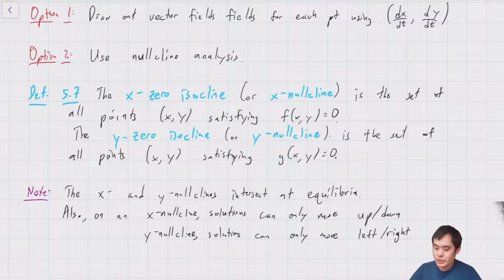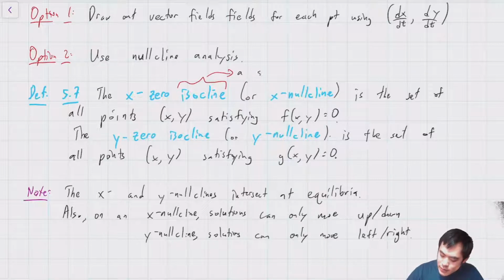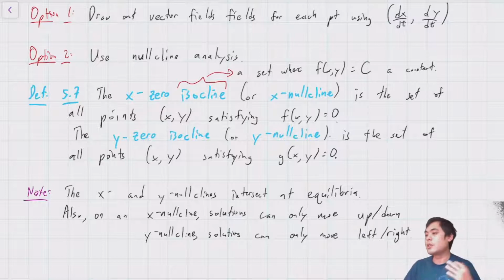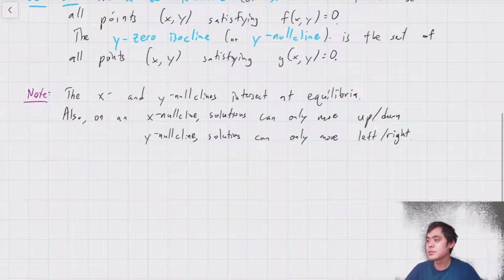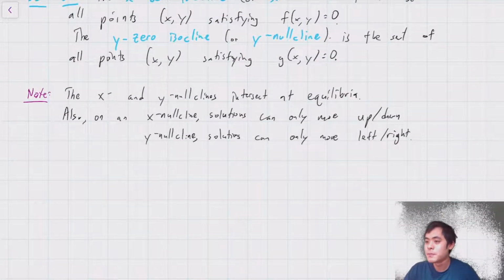Just a quick note on terminology. The reason we call this a zero isocline, so an isocline is a set where f of x, y is equal to some constant c. And the other isoclines are also sometimes useful in graphing these things out, but we're only going to be talking about the zero isoclines, and because those are so often used in this kind of analysis, they have a special name of nullcline.